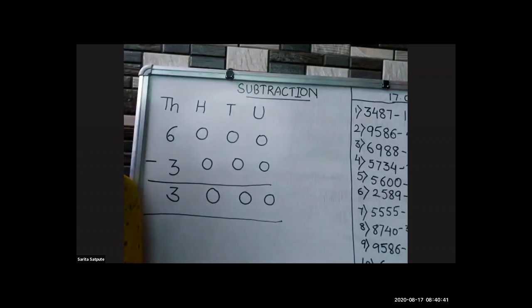Someone here read 300. No, it is 3,000. Beta, we are dealing with 4-digit numbers. We are not dealing with 3-digit numbers. See here, I have written the 1000 place value. So the answer is 3,000.